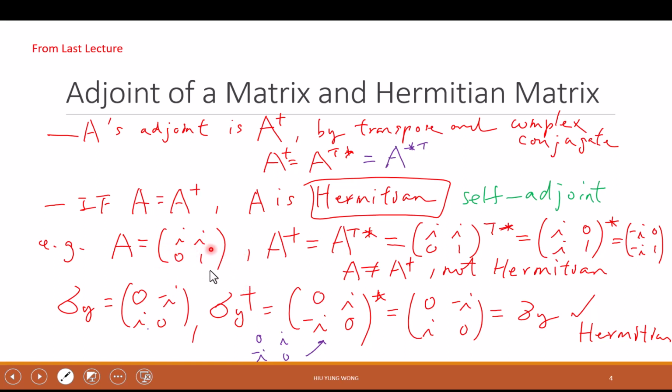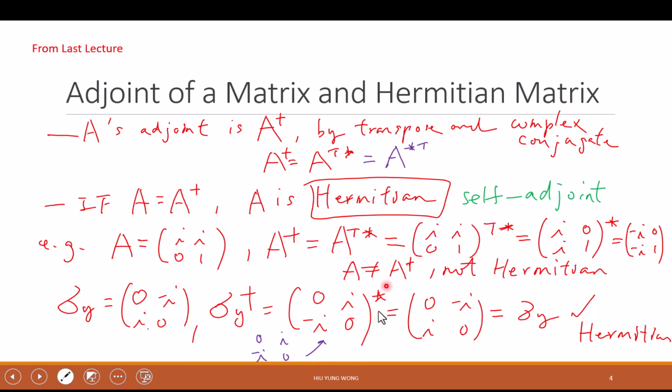The point is the devil's in the details. How do you do the transpose? How do you do the complex conjugate? And I show you that sigma y is Hermitian by going through the process. First I take the transpose of this one. So row becomes column. First row becomes first column. So 0, negative i becomes 0, negative i vertically. And then i, 0 horizontally becomes i, 0 vertically in the second row.